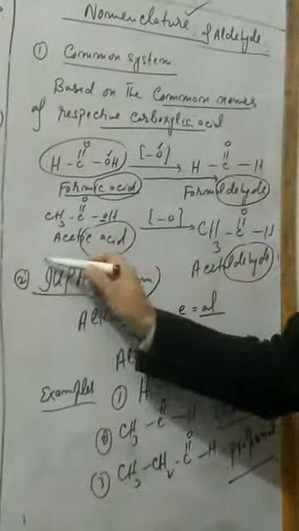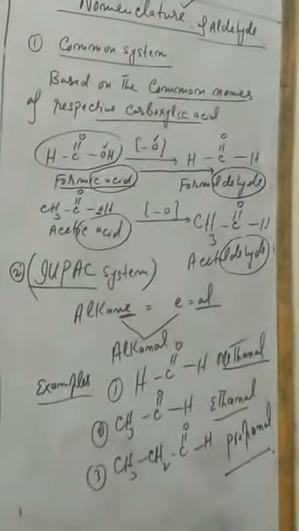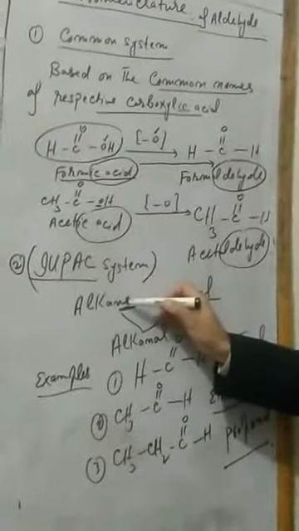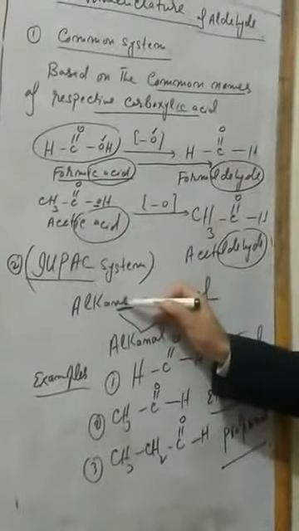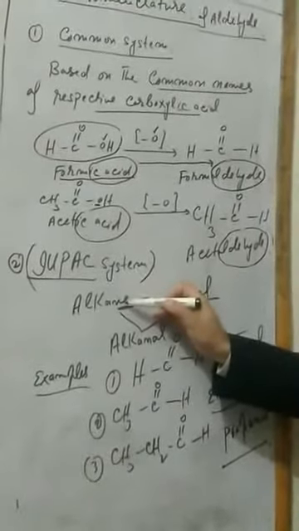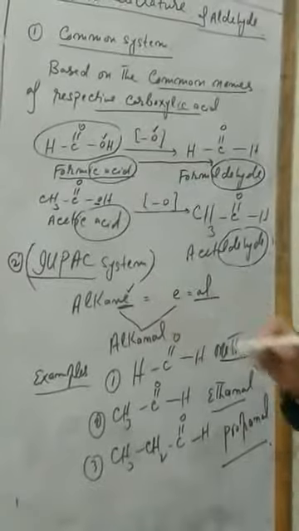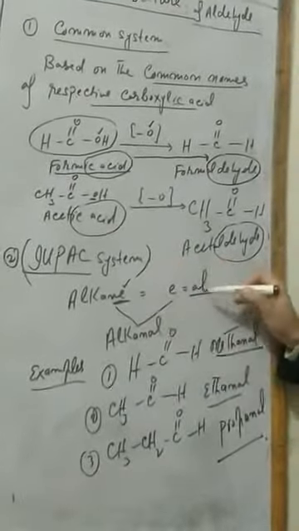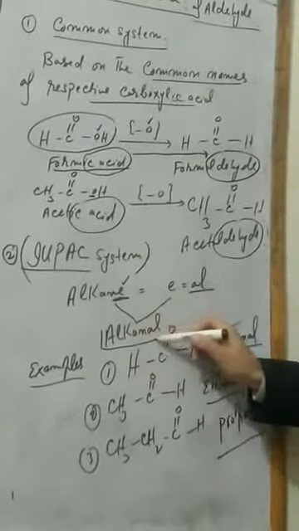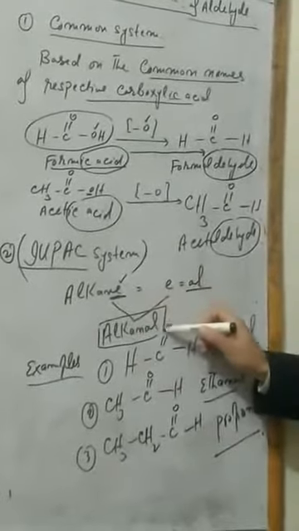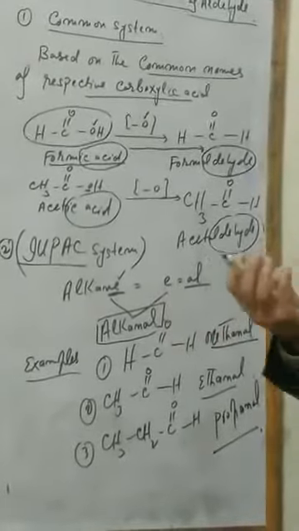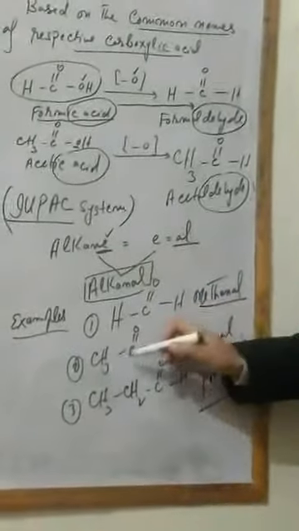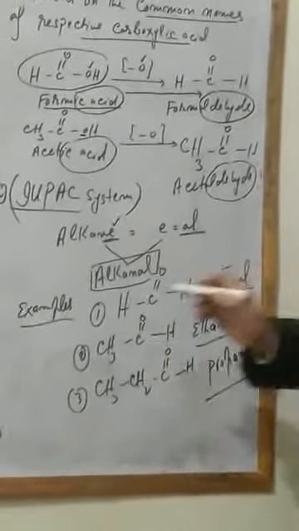In the IUPAC system, you have to keep only one word in mind. As you may be familiar, all the compounds are derivatives of alkane. Just replace the E with AL, and you will get alkanal. If it contains only one carbon, methane becomes methanal. If it contains two carbons, ethanal. And if it contains three carbons, it is propanal.